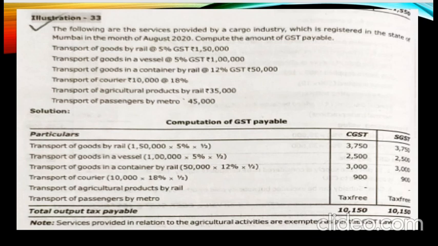Now in the state of Mumbai, what is the first transaction? Transport of goods by rail at 5% GST, which is 1,50,000. So 1,50,000 into 5% into half. Why is it half? Because we are dividing it and distributing it to state and central. Or you can also do it as 2.5% and 2.5%. So 1,50,000 into 5% into half, for central and for state, will give us 3,750. So we will take it into consideration for CGST as well as SGST.